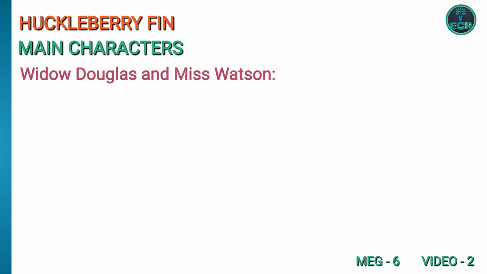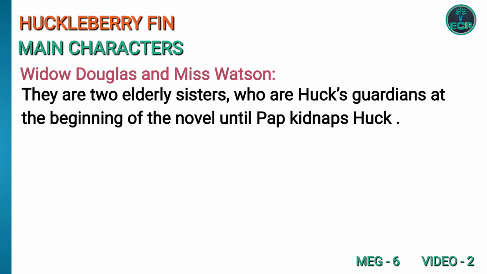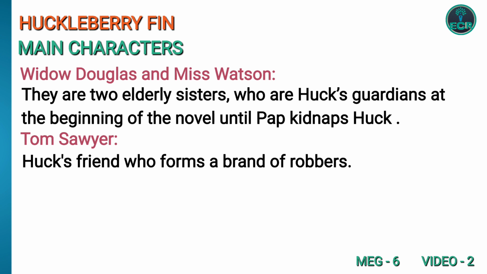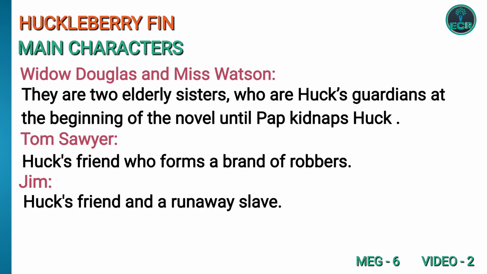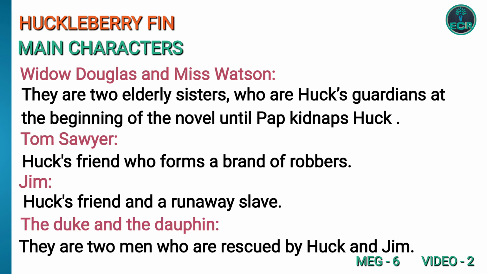Then we have Widow Douglas and Miss Watson. They are two elderly sisters who are Huck's guardians at the beginning of the novel until Pap kidnaps Huck. Then we have Tom Sawyer. He is Huck's friend who forms a band of robbers. Next is Jim. He is also Huck's friend and a runaway slave. Then we have the Duke and the Dauphin. They are two men who are rescued by Huck and Jim.